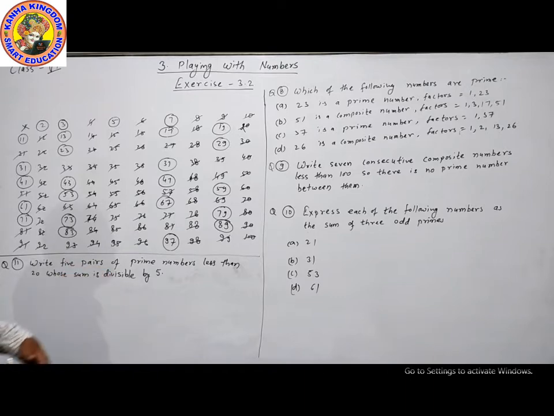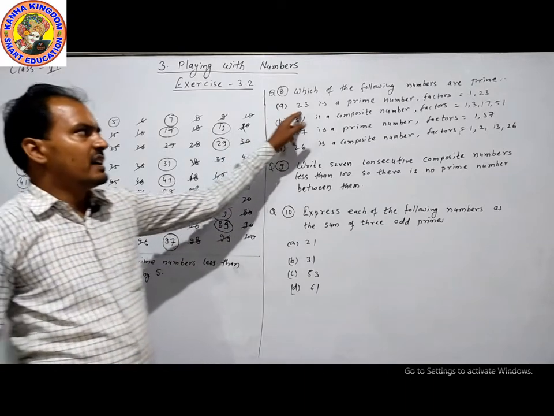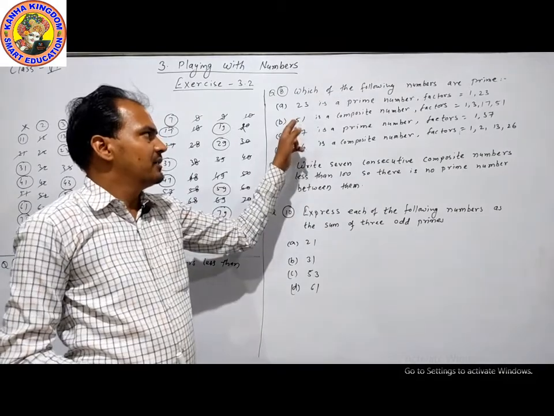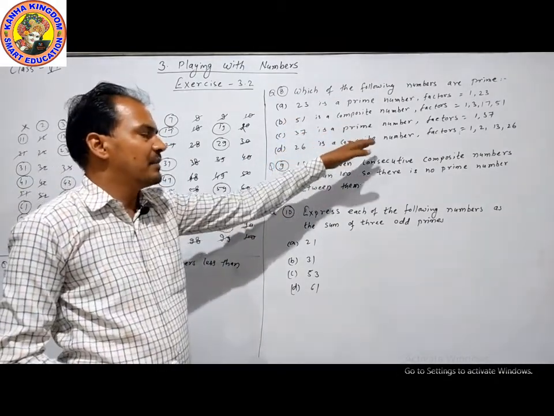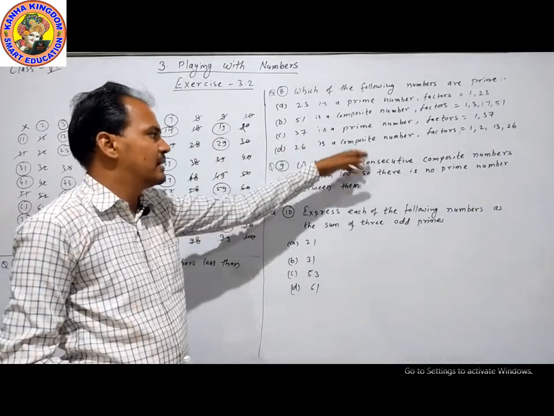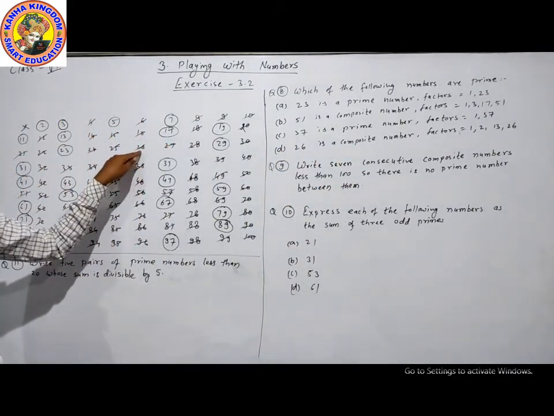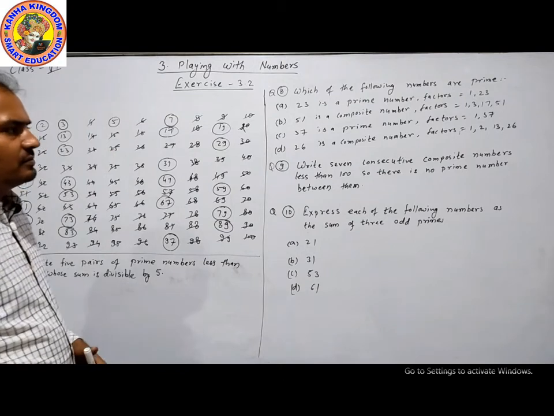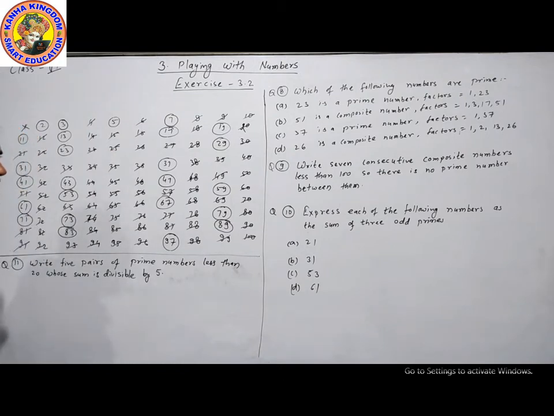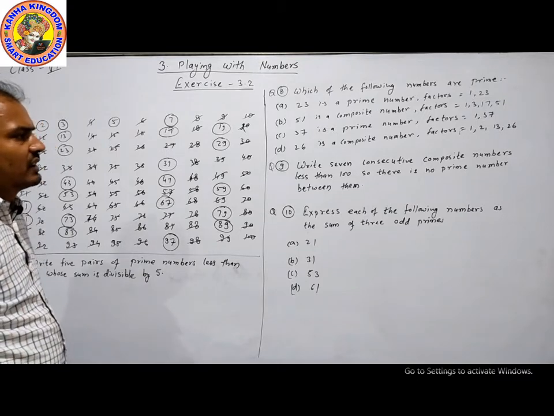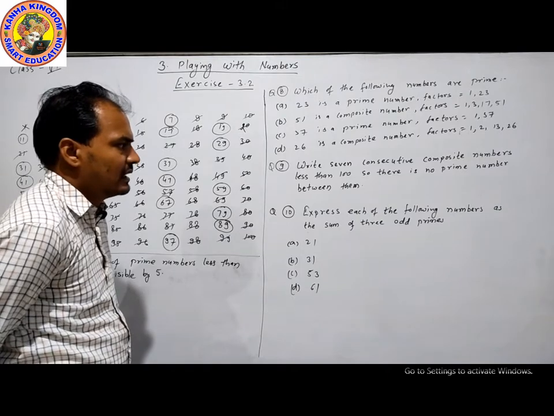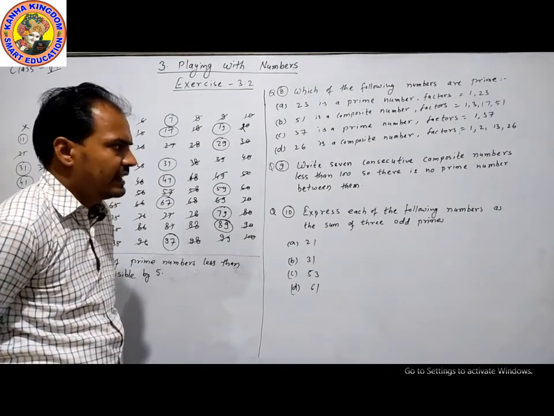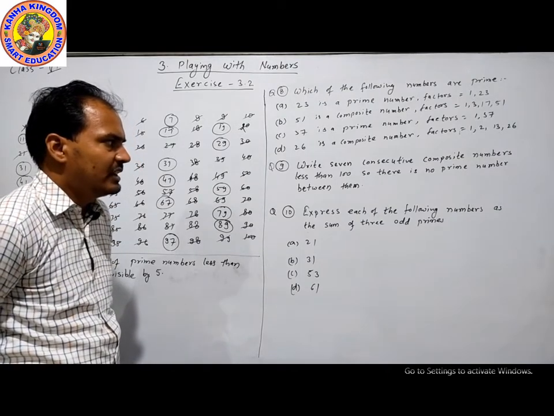You can also write: 23 is a prime number by table, 51 is a composite number by table, 37 is a prime number by table, 26 is a composite number. This is our 26. Now question number 9. Write 7 consecutive composite numbers less than 100, so there is no prime number between them.